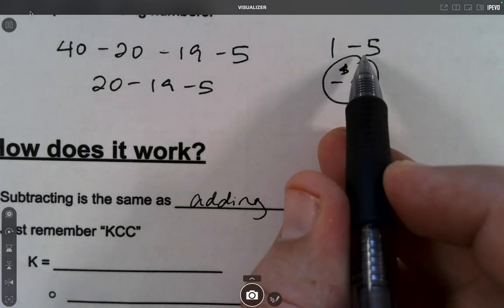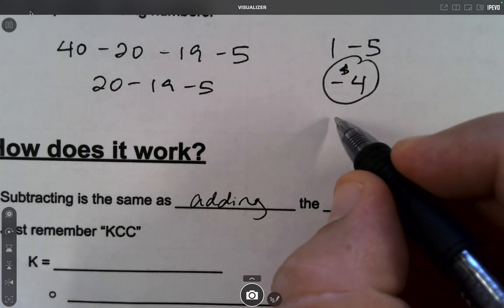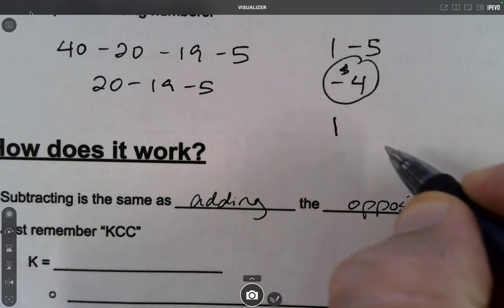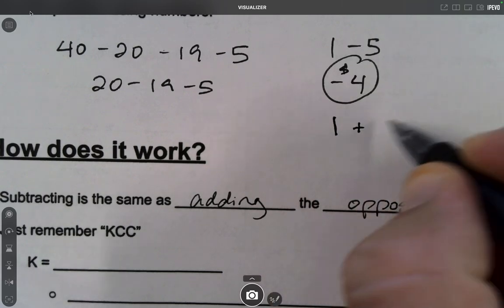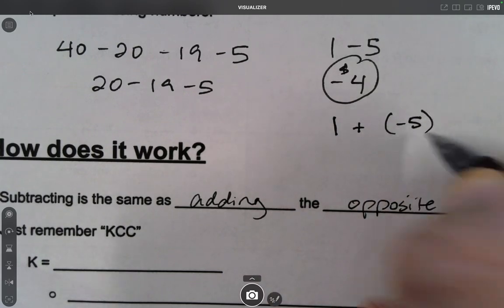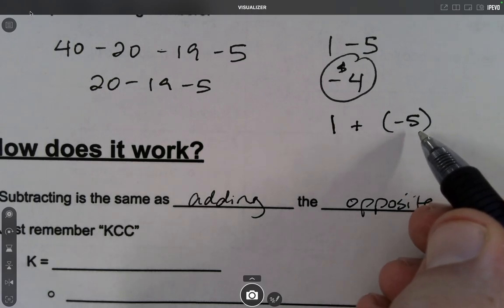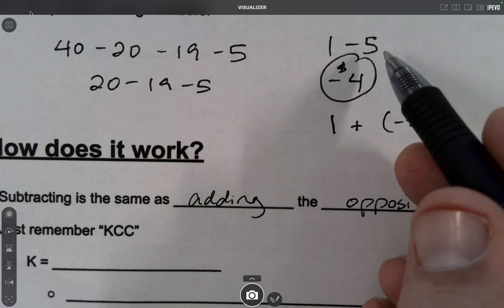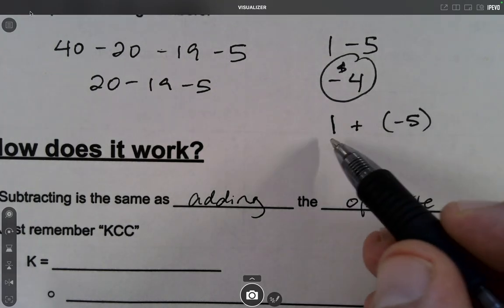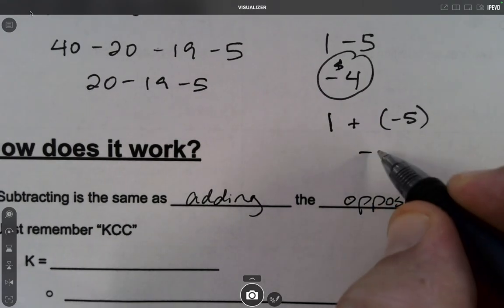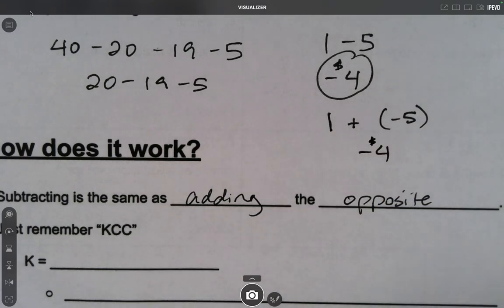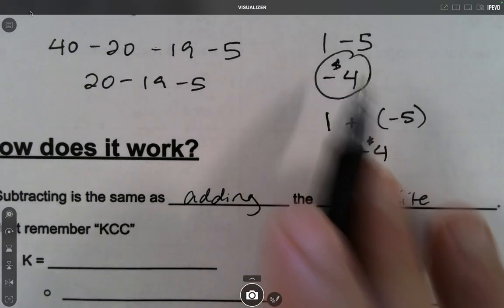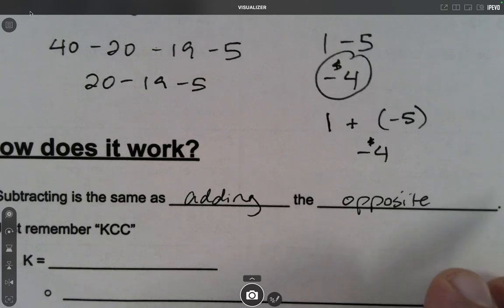Right here, I subtracted $5. That'd be the same thing as saying, okay, I have $1 in my account, but I'm going to add a charge of $5 to it. It's negative 5 because it's a charge. And just like 1 minus a positive 5 is negative 4, 1 plus a negative 5 is also negative 4. So you can get the correct answer by subtracting a positive or adding a negative.